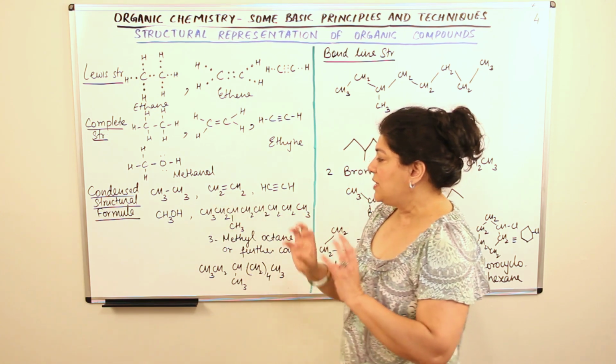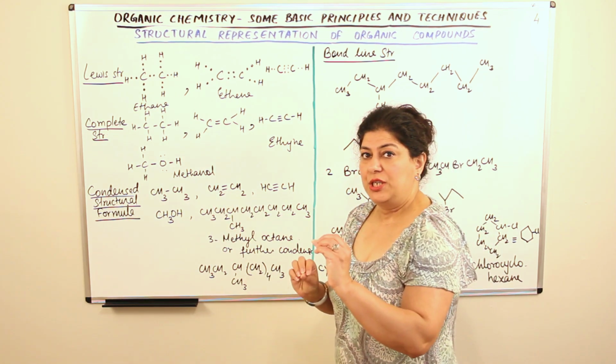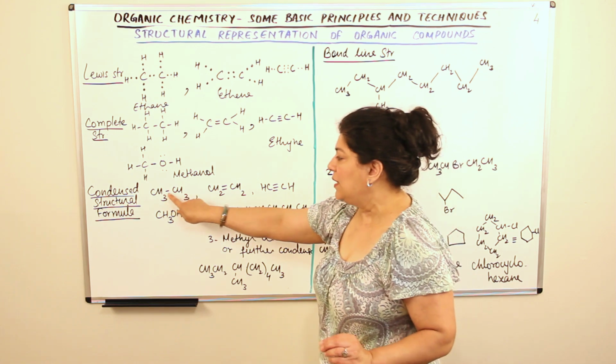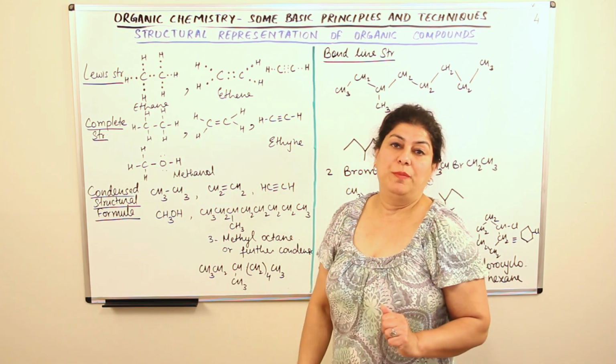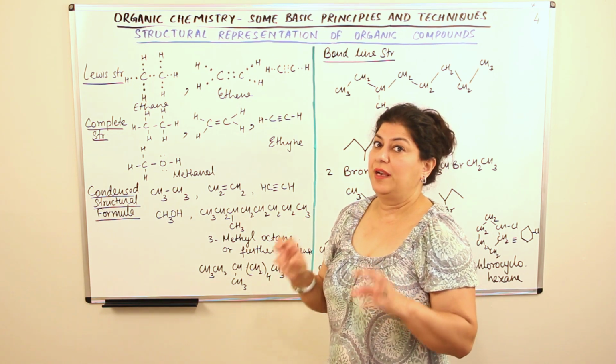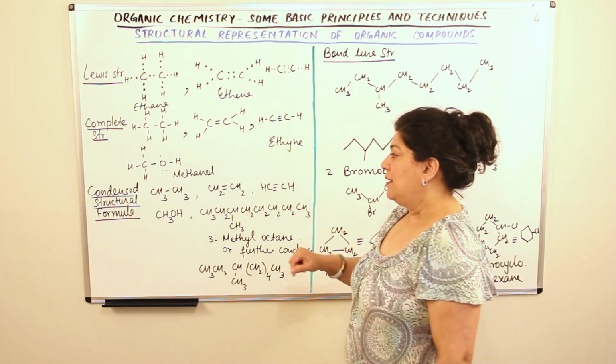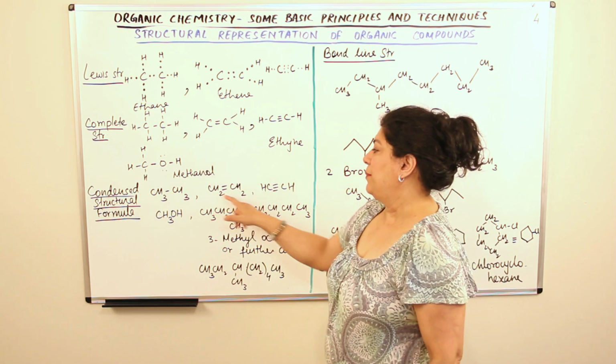In ethene, where are we putting the dashes? We are putting the dashes where there's a single bond between two carbons, a double bond between two carbons, or a triple bond between two carbons, just to specify how many bonds are there between the carbons. And the rest of the valencies are filled up by hydrogen.